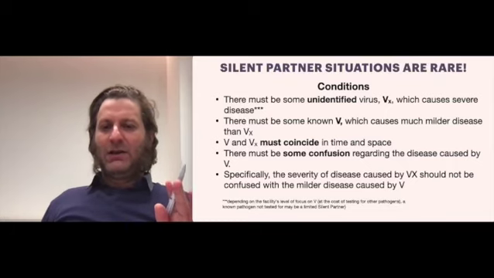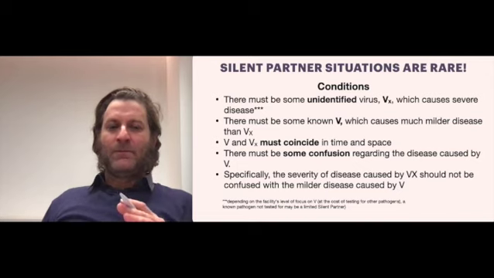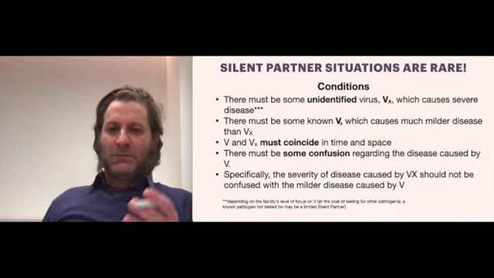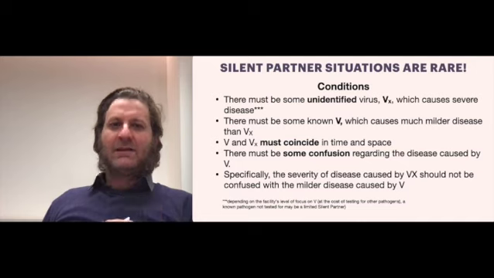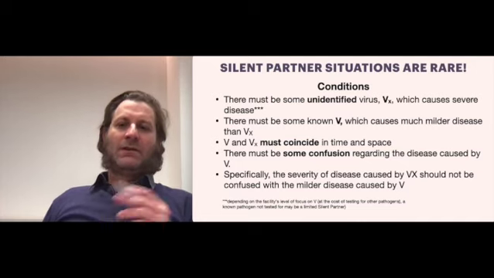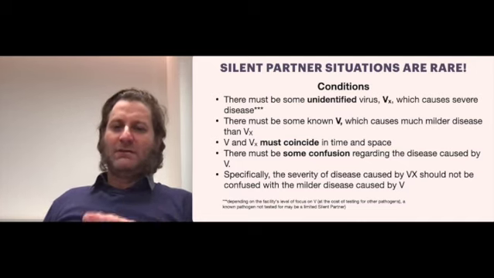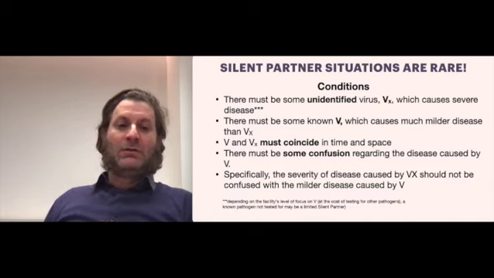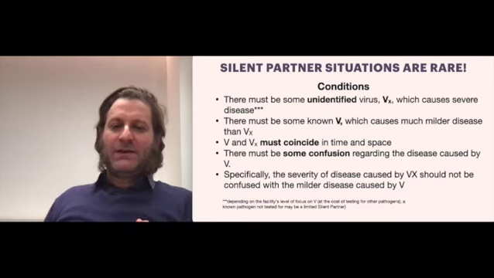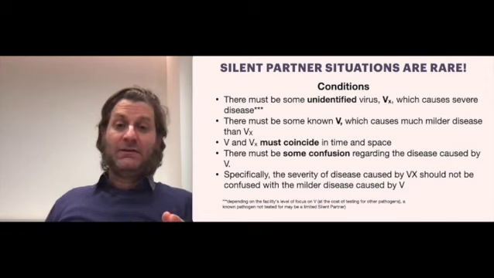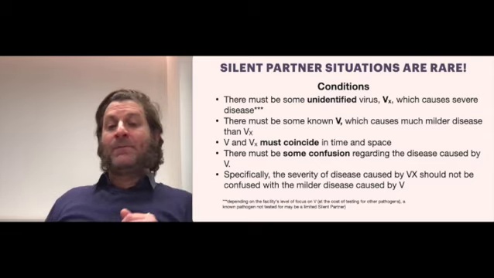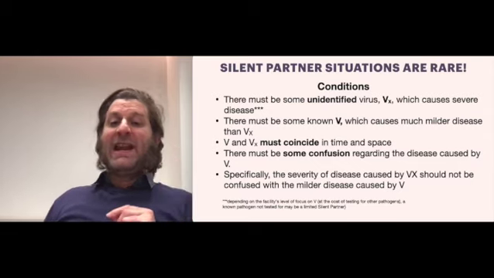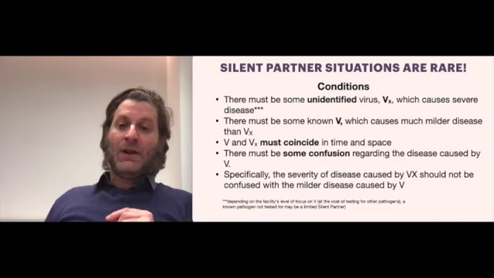There's definitely a lot of known V's which cause milder disease than VX. If SARS is VX, or Spanish flu is VX, let's say, then there's a lot of viruses, V's, which cause a much milder version of that. For example, the regular flu, or adenoviruses, or a bunch of viruses can do that, right? And they're not that dangerous. But Spanish flu causes also these symptoms, but it becomes worse. So V is a tame version of VX. V and VX must coincide.